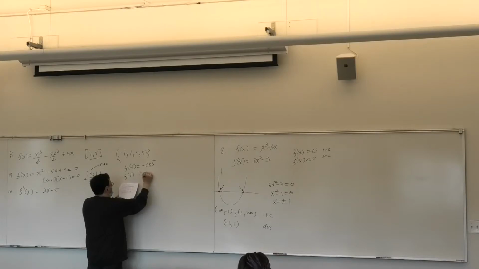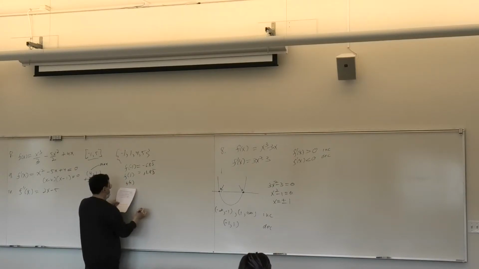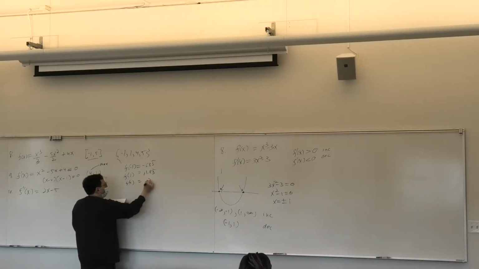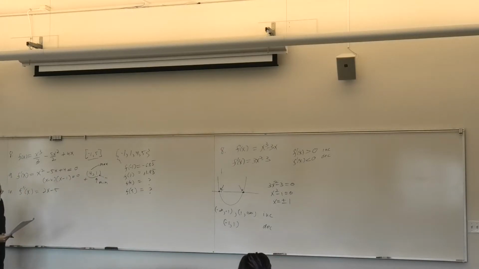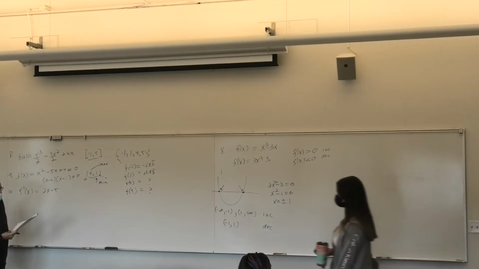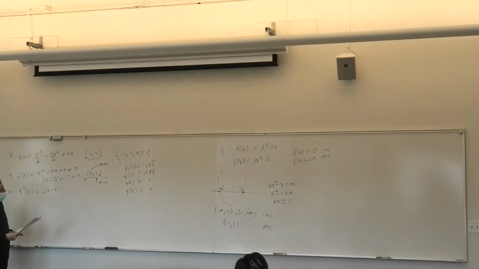1 is 1.83. 4 is something bigger, and whatever. You just look at the results and tell me which is the max and which is the min. The absolute max is at 1, and the absolute min is at -1.